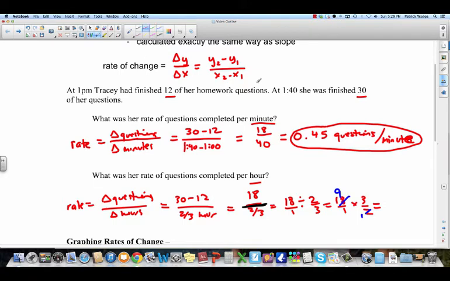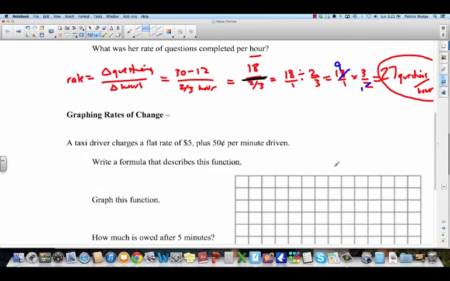Oh, I've got my answer. My answer is 9 times 3 is 27. And we're looking at questions per hour. 27 questions per hour is our answer. That's her rate. Okay, notice in both of these two things, we're comparing completely different things. Number of questions answered and time in minutes. Number of questions answered and time in hours. Those are completely different, so that's what makes it a rate and not a ratio. I mean, it is a ratio, but it's a special type of ratio called a rate.